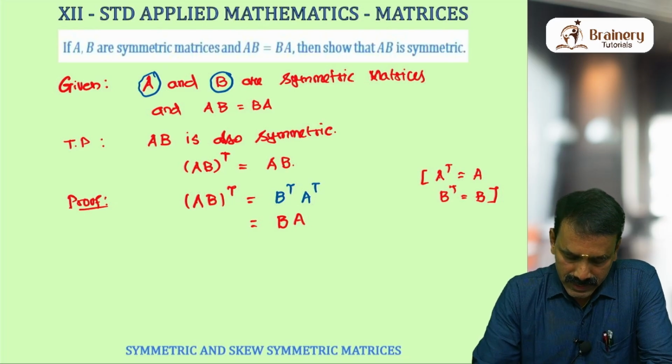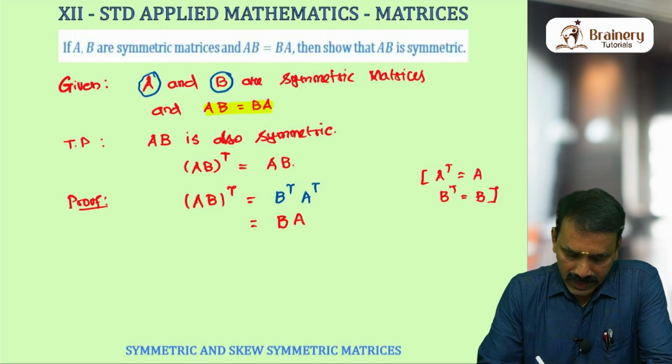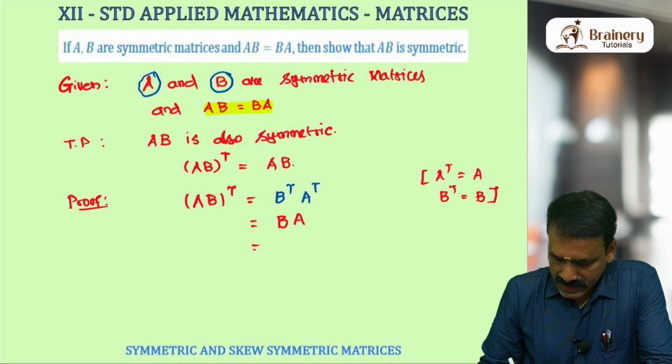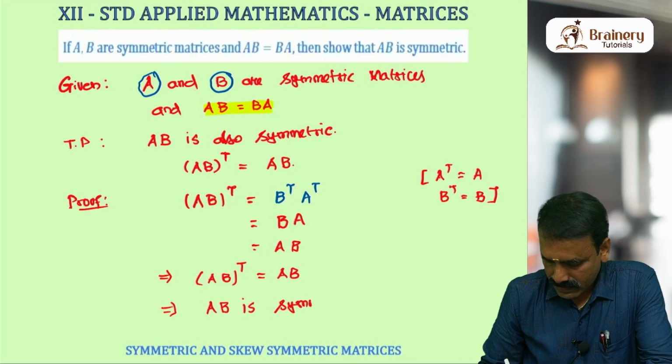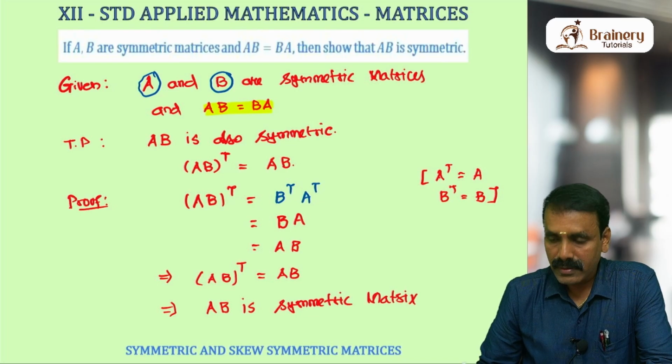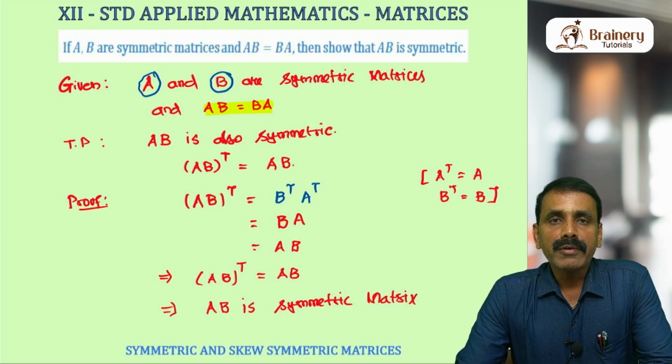Now another condition is also given to us: AB is equal to BA. So now I can write BA as AB. So what do we conclude now? AB whole transpose is equal to AB, which implies AB is a symmetric matrix. Very simple proof. Here we are using the concept of transpose of a matrix as well as symmetricity of the matrices.